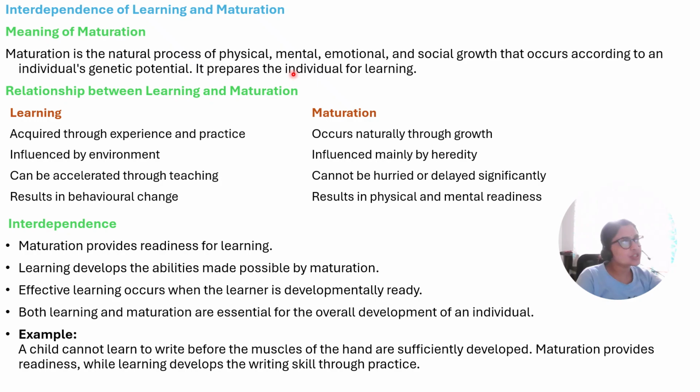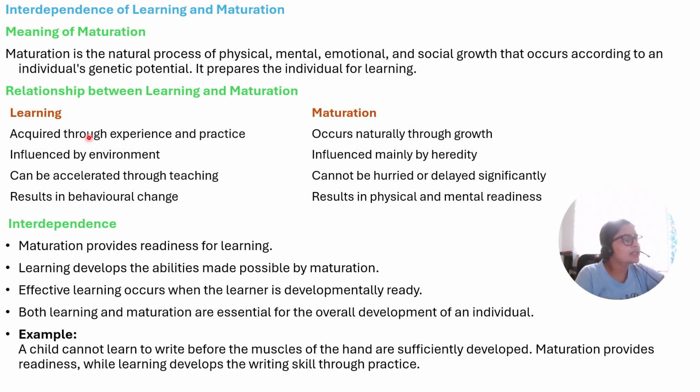Maturation is a natural process of physical, mental, emotional, and social growth that occurs according to an individual's genetic potential. In learning, we have not seen genetics come into play. Learning is acquired by external factors, whereas maturation is governed by genetics. It prepares the individual for learning. So in order to learn something, you need to be matured.